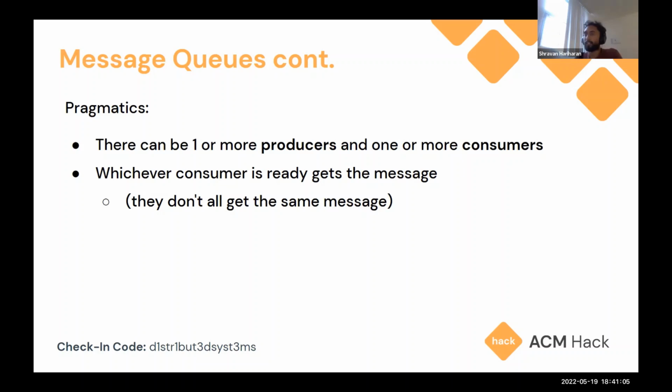And one note: let's say I have 5 consumers that are all ready and a message enters the queue. Then all 5 of them don't get the message. Only one of them gets the message. There are some internals to which one gets it, but they don't all get the same message.